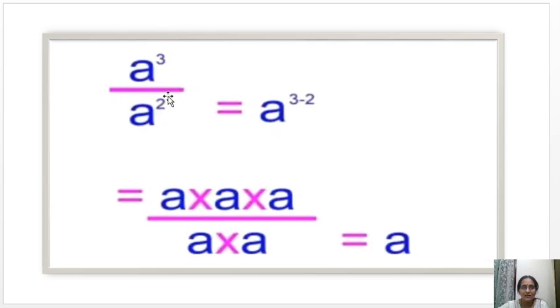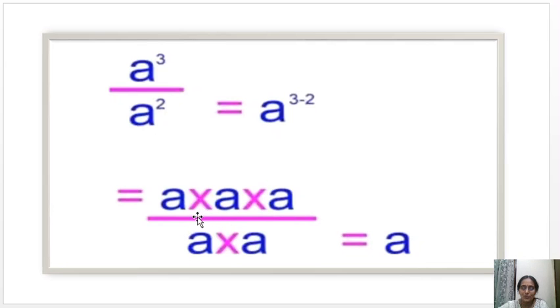Yeah, we will get the result with the variable a now. a power 3 divided by a power 2. What do you mean by a power 3? A has to be multiplied 3 times. A into A into A. Yeah, A square means A into A.